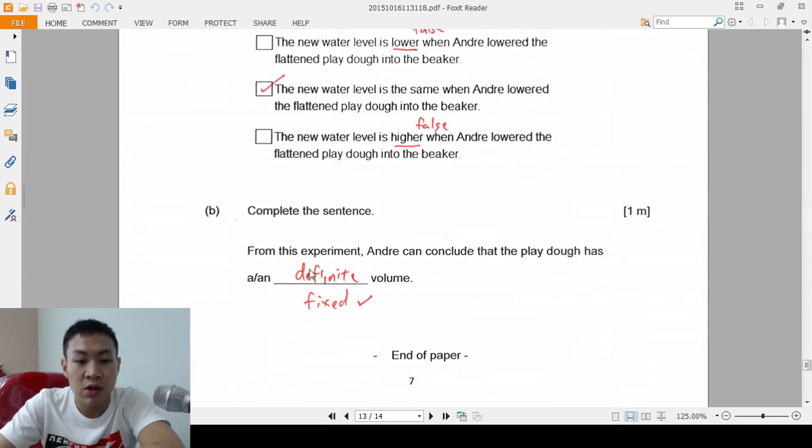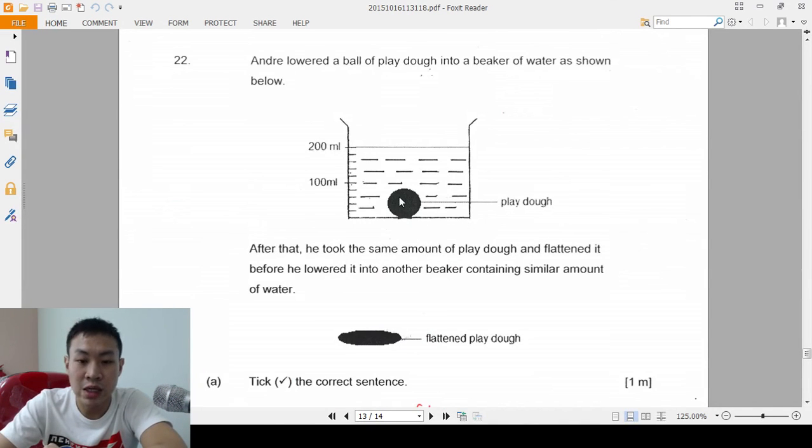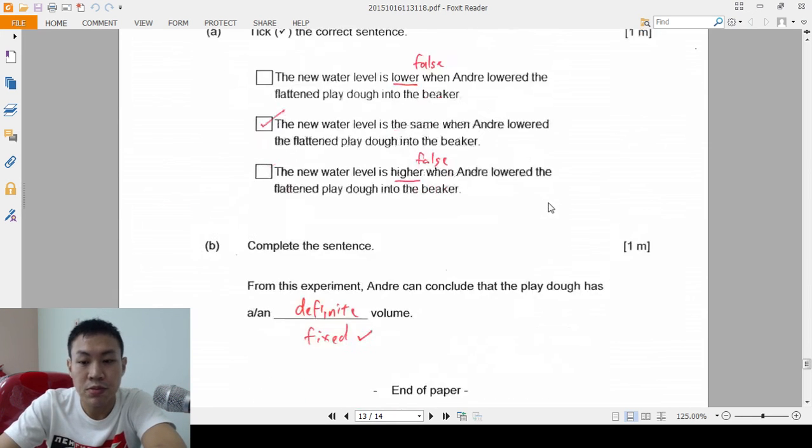Part B. From this experiment, Andrea can conclude that the Play-Doh has a definite volume, or you can say it has a fixed volume. Regardless of what shape, the volume will still be the same. So this Play-Doh itself, if it is 10 cubic centimeters, when you flatten it, it is still 10 cubic centimeters. It doesn't become smaller. It just changed into a different shape. Even if I shape this into a Mickey Mouse shape, it will still be the same volume.